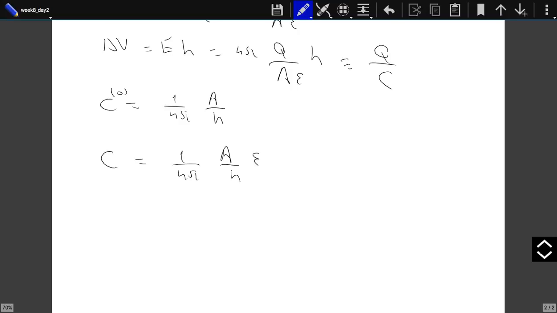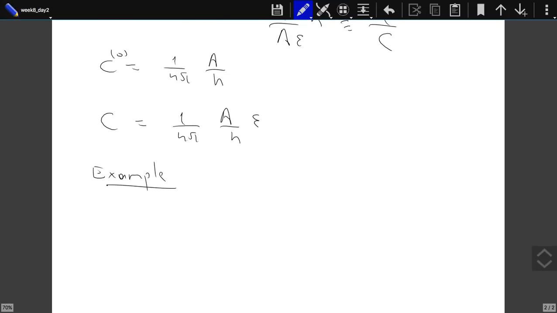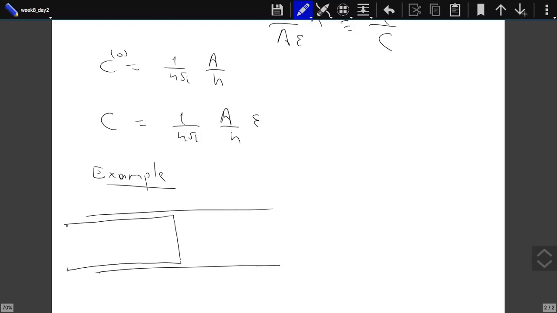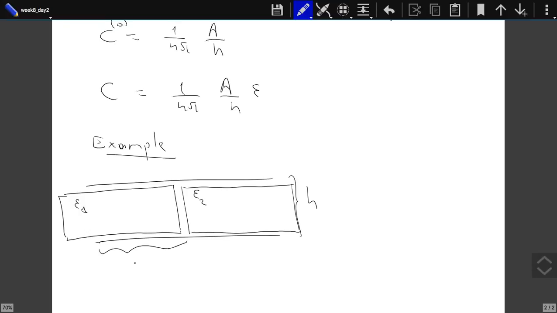Now what I would like to study is not this simple capacitor, but this other capacitor with a partially filled dielectric, not completely filled. This is H. And let's say this is the dielectric epsilon. Well, we can even go further. Let's say there are two different dielectrics, epsilon 1 and epsilon 2. If one of them is vacuum, just set epsilon to 1. So let's say this area over here is A1 and this area is A2. What's the capacitance of this system?